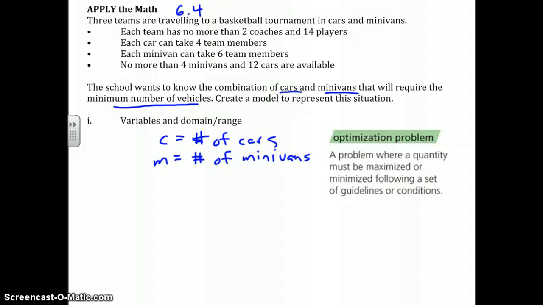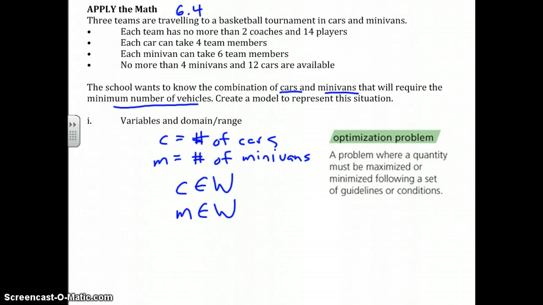And what number set do these belong to? This is what's also called the restriction. So what's the restriction or the number set here? Well, the number of cars can't be half a car or 1.2 cars, right? So C has to be an element of the whole number set. And minivans, same thing, whole number set.